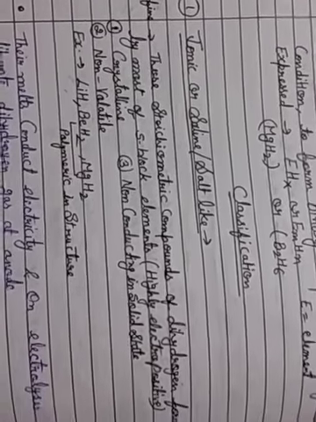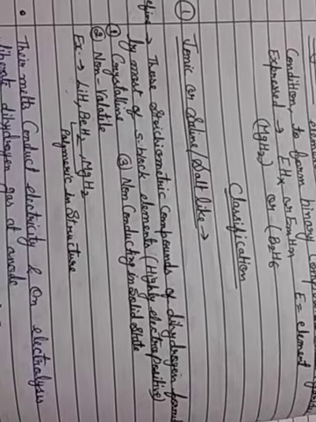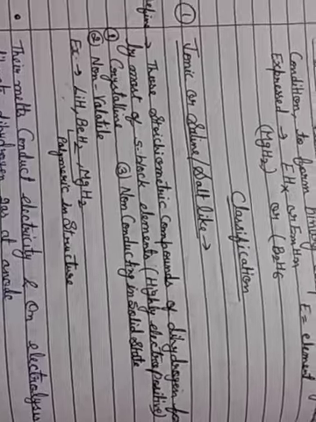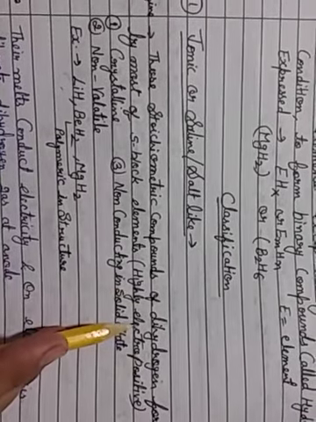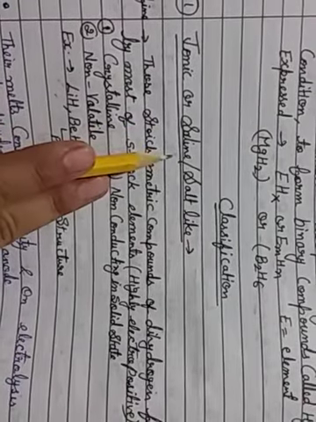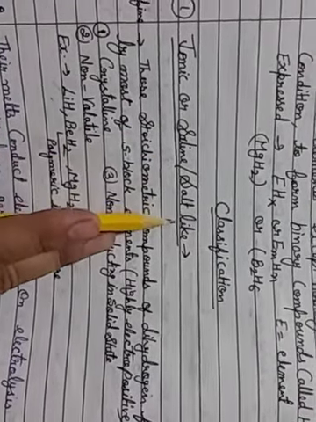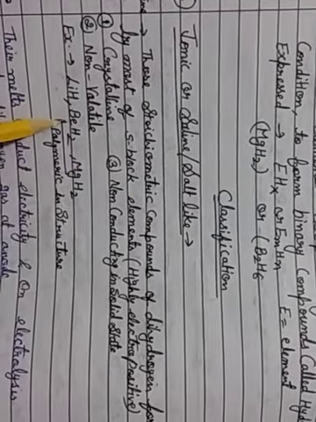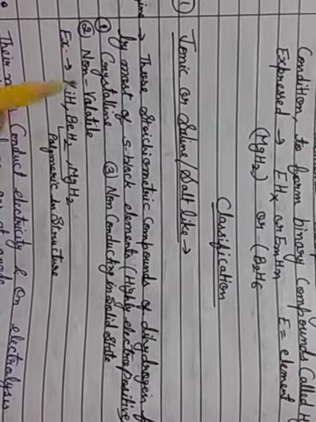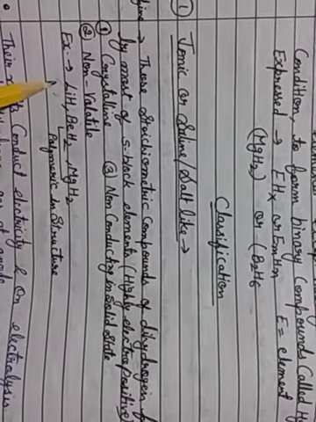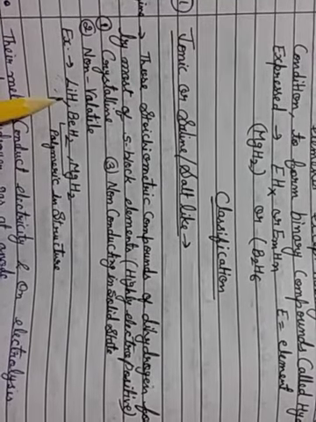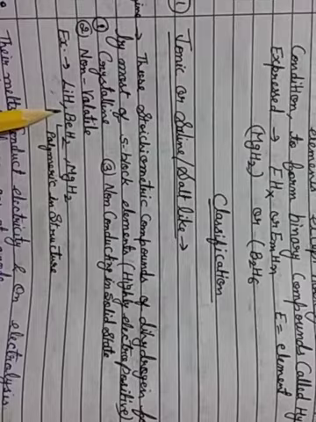So the first type is ionic or saline, salt-like. These stoichiometric compounds of dihydrogen are formed by most of the s-block elements, which are highly electropositive, so they are known as ionic, also known as saline, otherwise salt-like, because they react with s-block elements, which are highly electropositive. So whenever hydrogen reacts with an electropositive element, it is negative, electronegative, and its name is not hydrogen, its name is hydride.